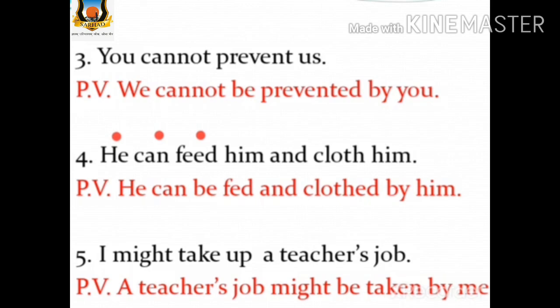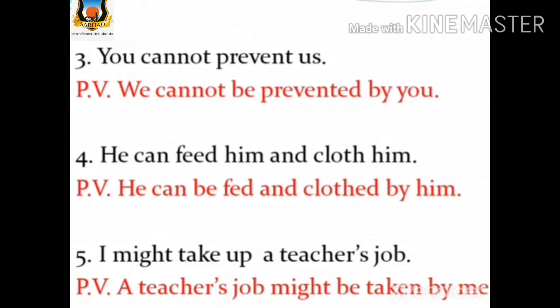No, we have two main verbs in this sentence: feed and clothe. He can feed him and clothe him. So here feed and clothe both are the main verbs. Can is the auxiliary verb and he is the subject. And what is him? Him is the object.